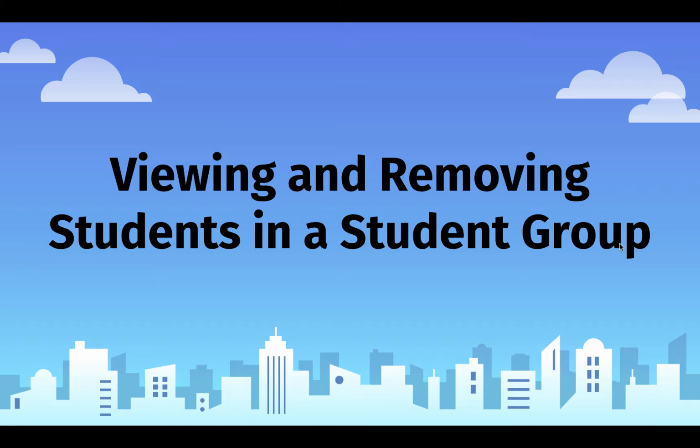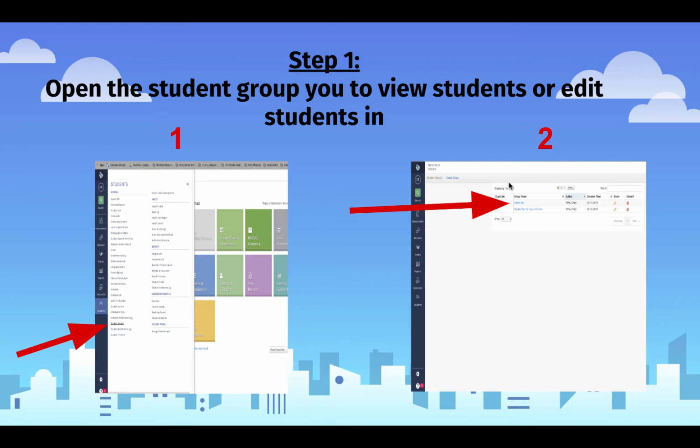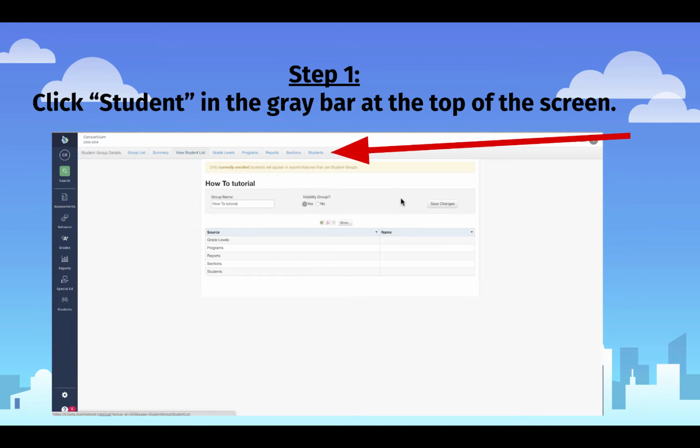Now let's say you want to see who's in the group, or you want to remove students from a student group. Same process, you're going to go under Students, Student Groups, and click on the blue text to open that student group. Then you're going to find the word Students. It's right next to Add Students.